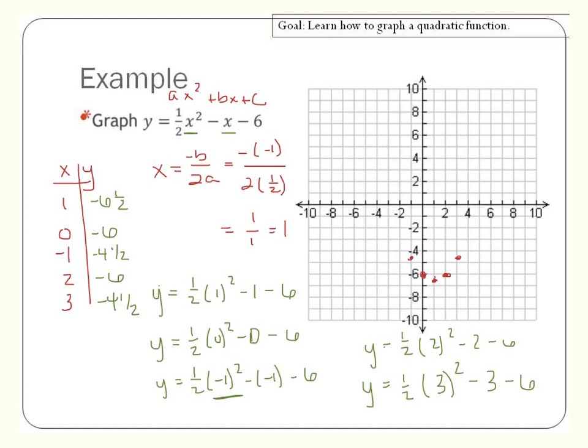When you draw in your parabola, they are functions, so they continue to go out. They never go straight up, and you need to have arrows on the ends.